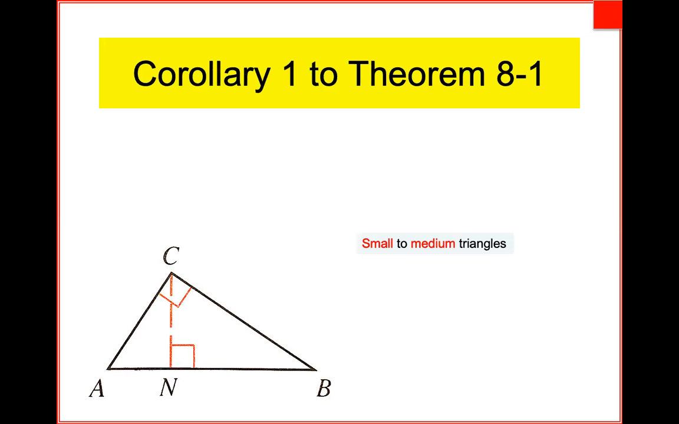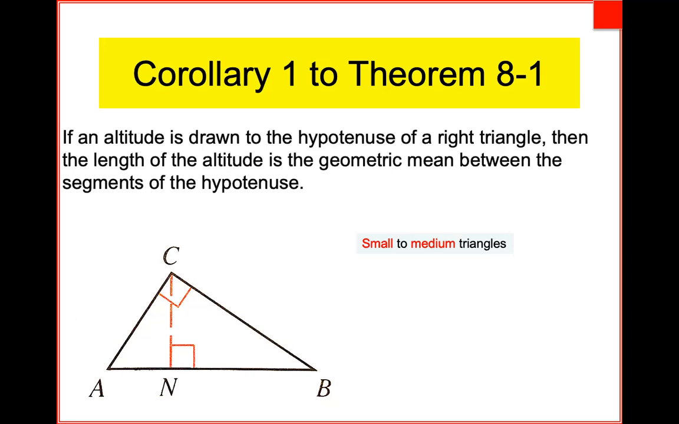So this is Corollary 1 to Theorem 8.1. I'm going to talk about the small triangle to the medium triangle. Hey, what does the small triangle and the medium triangle have in common? Right angles. They both have right angles. There's just two things. Go ahead, Karis. They share CN. So they share a side, and they're both right triangles. Okay. They also share V.